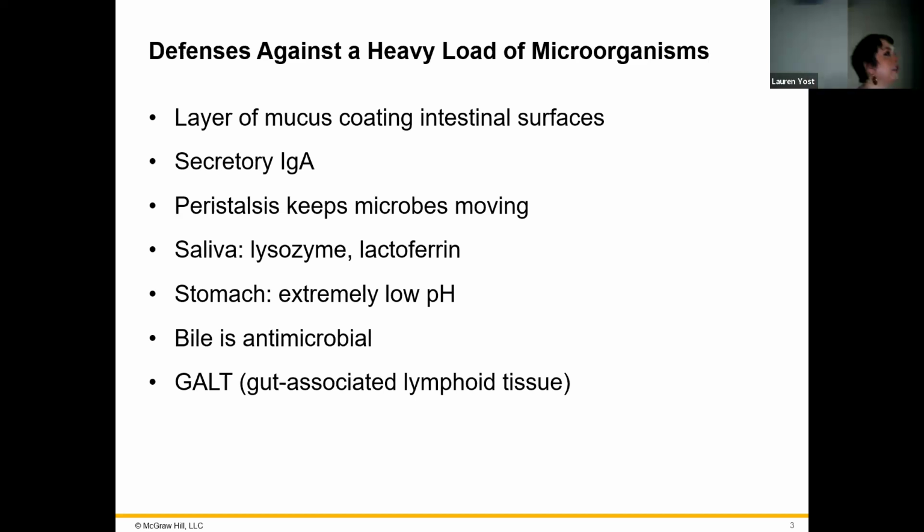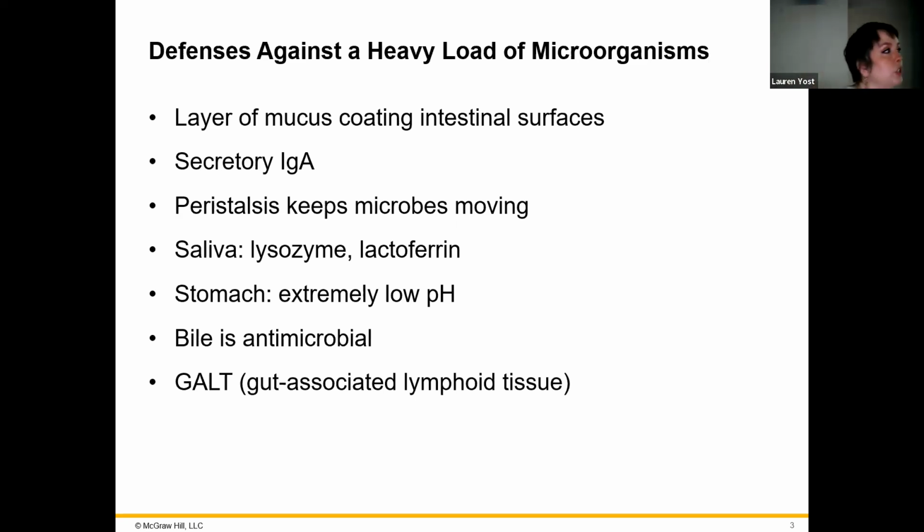But also, our other defenses in the GI tract. We have mucus to trap things, secretory IgA, which is present in all of your mucosa, which is any of the moist surfaces of your body. Peristalsis, a smooth muscle movement that keeps things moving through the GI tract so they can't sit for too long. Saliva contains lysozyme that breaks down peptidoglycan, and lactoferrin that hoards away iron so that the pathogens can't use it. Your stomach has a low pH. Bile is antimicrobial and has a high pH. And so that difference can inhibit a lot of microbes from growing and causing infection.